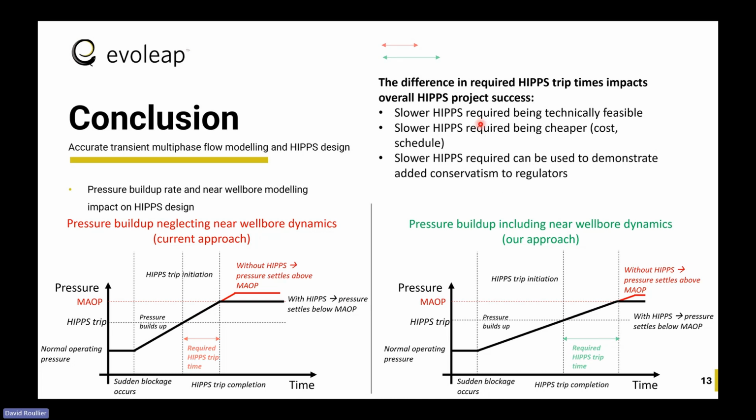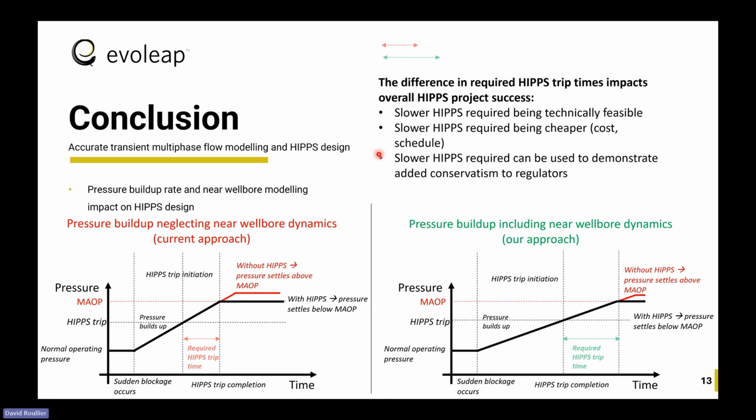So the difference in these HIPPS trips can impact the overall HIPPS success. A slower HIPPS may be technically feasible. Maybe you can actually increase your HIPPS trip point, which is far enough from your normal operating conditions, such that you will not have spurious trips. Maybe instead of needing a valve that closes in 2 seconds, which is miles away from your platform, you might need a valve that closes over a minute or so. So it can greatly reduce the cost and the constraints on the design.